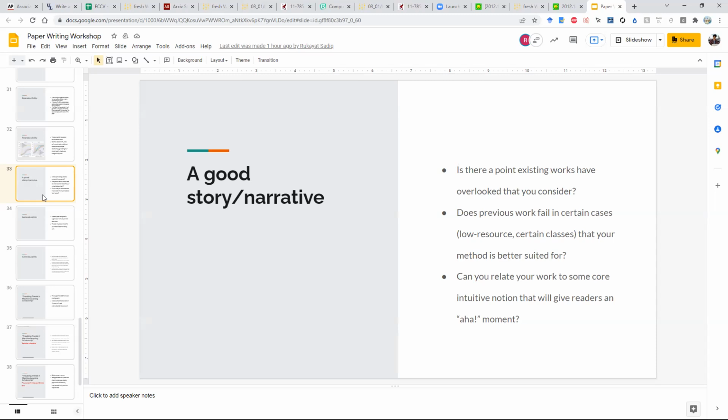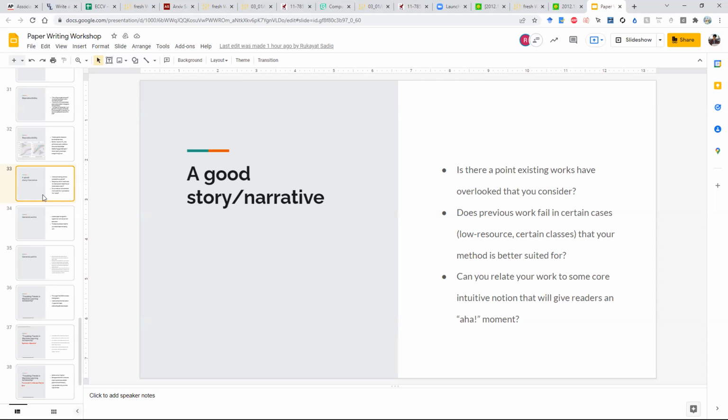So I listed a couple examples on the right. Is there a point existing works have overlooked that you consider? Does previous work fail in certain cases, perhaps low resources, certain classes, that your method is inherently better suited for? Can you relate your work to some core intuitive notion that will give readers an aha moment?